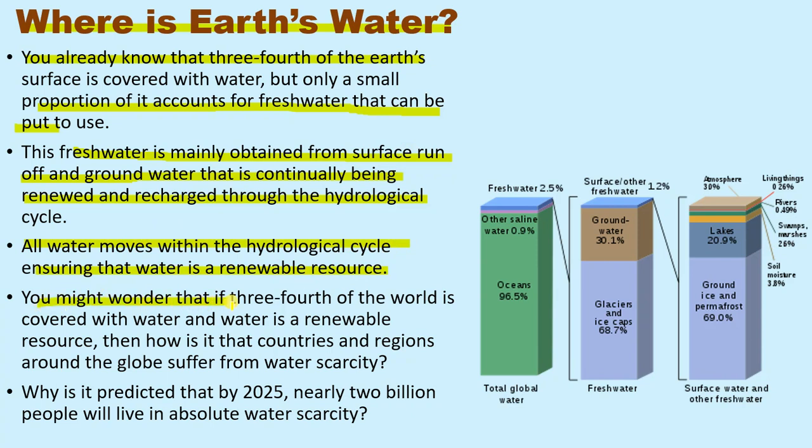You might wonder that if three-fourths of the world is covered with water, and water is a renewable resource, then how is it that countries and regions around the globe suffer from water scarcity? As we know that three-fourths of the earth's surface is covered by water, and then also we have water scarcity in different countries and areas of the world. So this is very surprising. Why is it predicted that by 2025, nearly 2 billion people will live in absolute water scarcity? Absolute water scarcity is they will not get water in pure form that can be drunk.